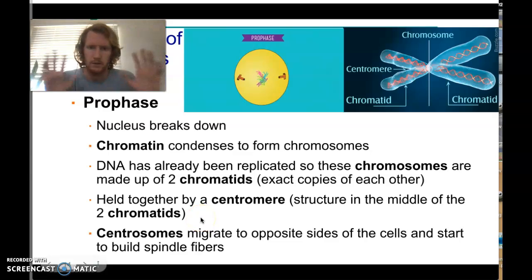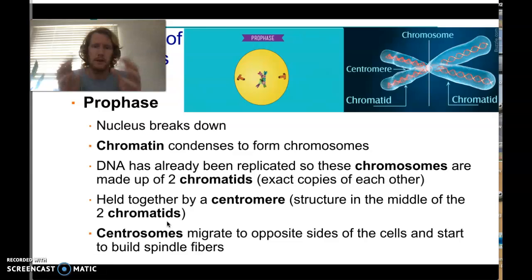It's just that there are 2 copies there already, and those chromosomes, right? The 2 chromatids, the 2 exact copies of each other, are held together in the middle by something called a centromere. Okay, that's the structure in the middle, and that'll come into play later down the road.